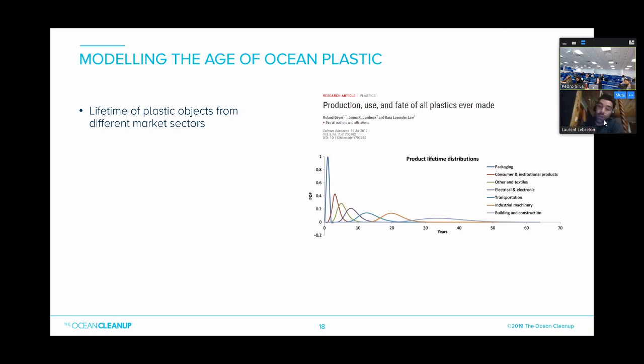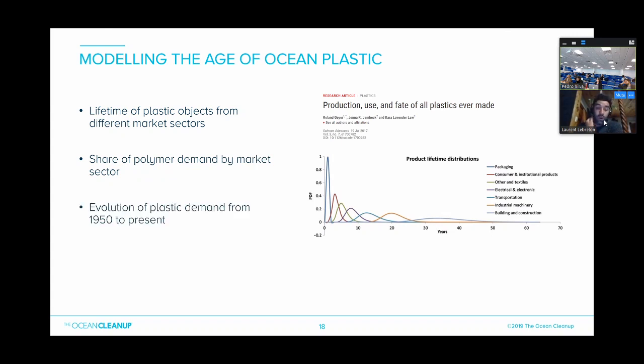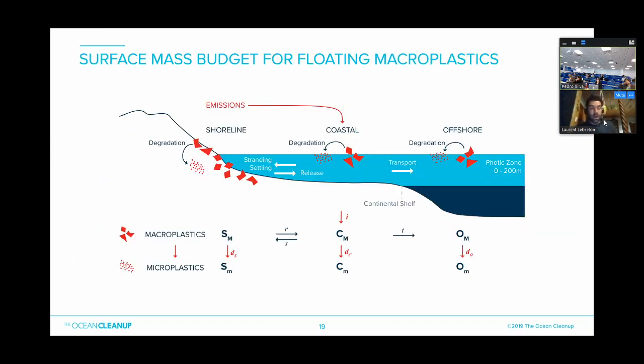So we took those into account, and then we looked at the share of polymer by demand by market sector. We look at the evolution of plastic demand from the 50s to now, and then we only consider floating plastic, so we discarded PET or plastic bottles, and we discarded PVC, those kinds of things. Once we have this, we have for every year an estimate of the proportion of the different types of plastic reaching their end of lifetime per market sector, and we can fit it into a simple box model that we built for the ocean.